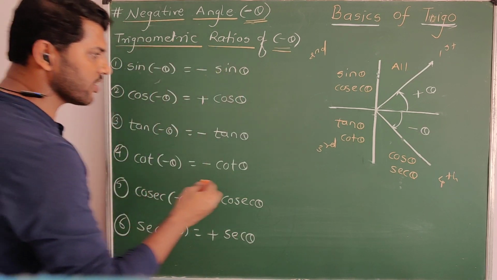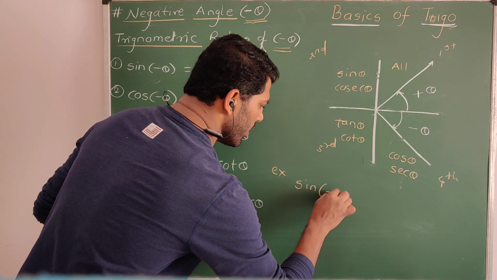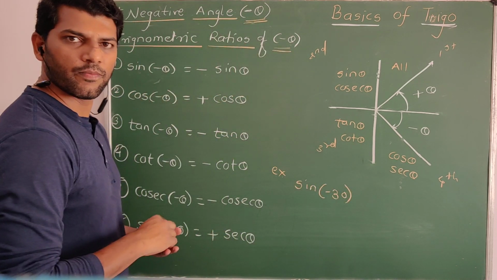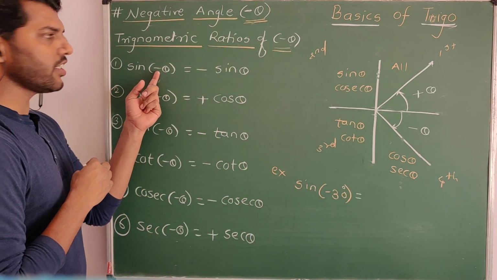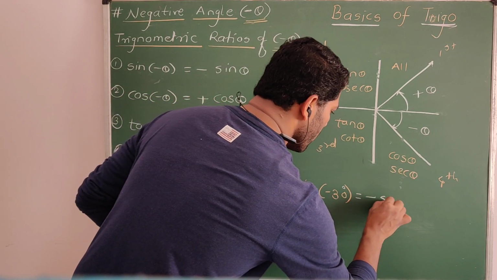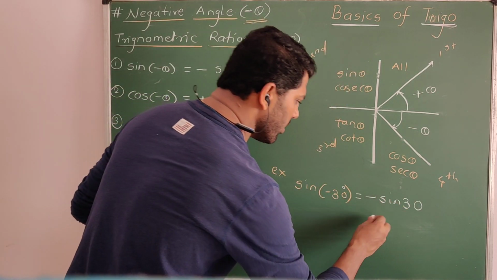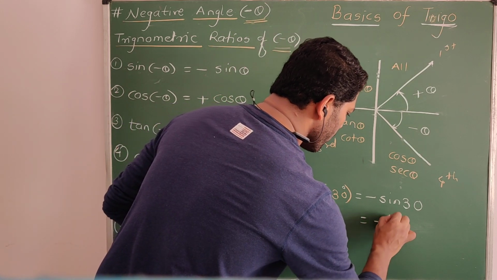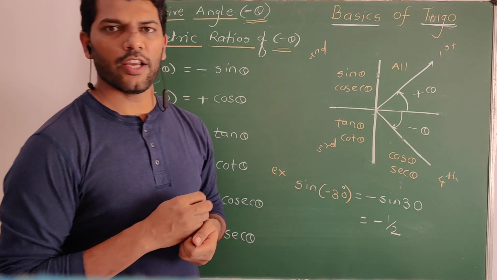I want to explain with a certain example. Let's say it is sine of minus 30 degrees. How to solve this? Sine of minus theta is minus sine theta, so it's minus sine of 30. And you know the value of sine 30? Sine 30 is 1 by 2. So sine of minus 30 is minus 1 by 2.